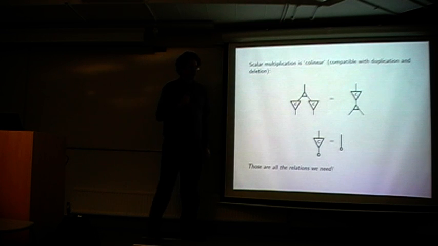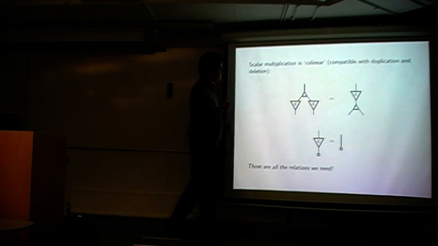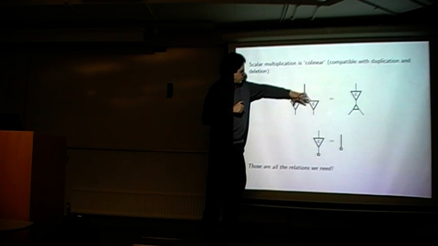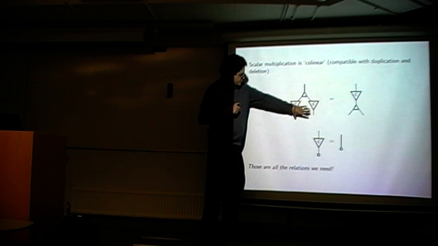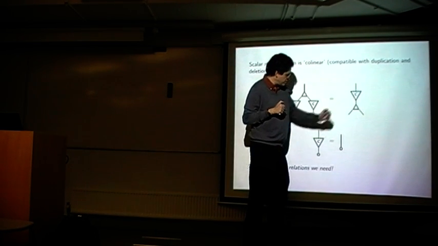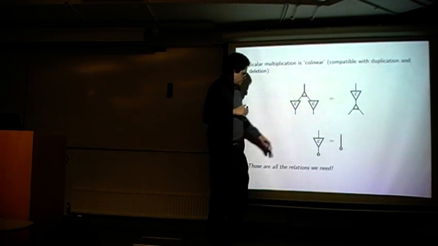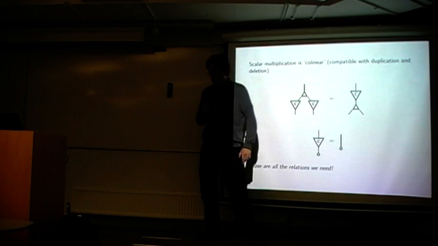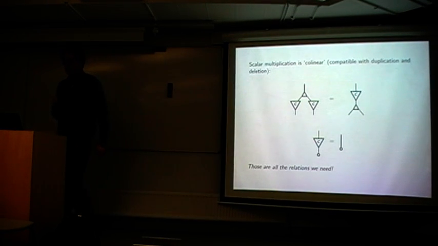So scalar multiplication is also collinear, which means that it's compatible with duplication and deletion. So if you take a signal, duplicate it, and multiply each copy by C, it's the same as first multiplying it by C and then duplicating, or multiplying by C and then throwing something out. It's the same as just throwing it out. So that's the complete set of relations.